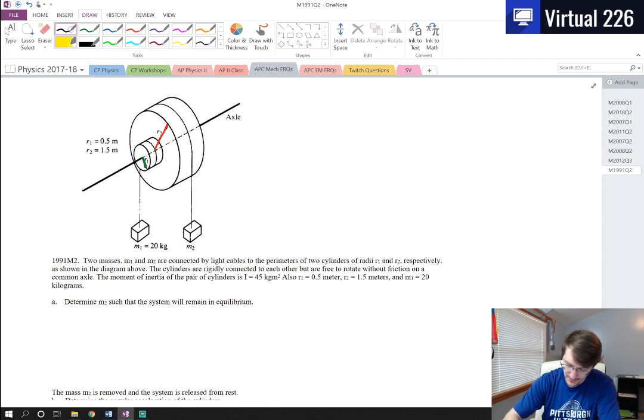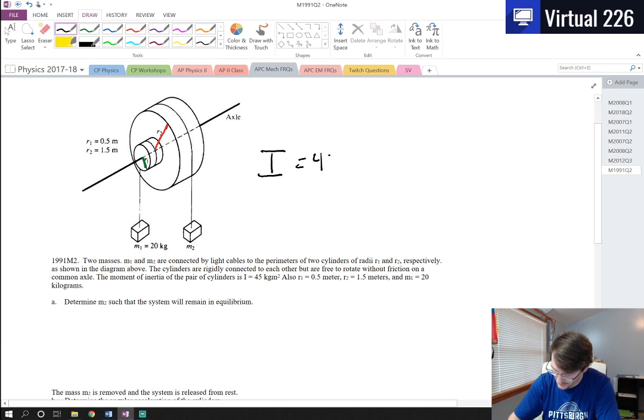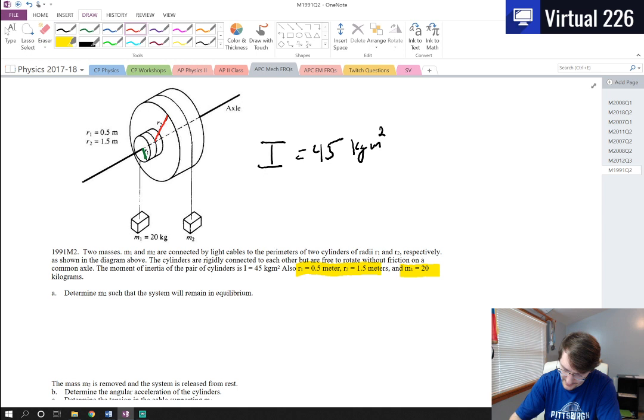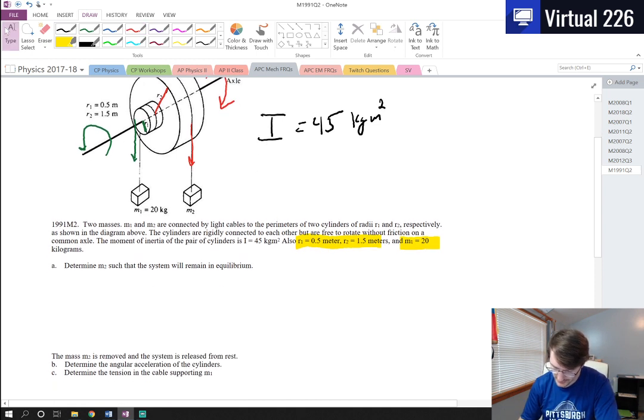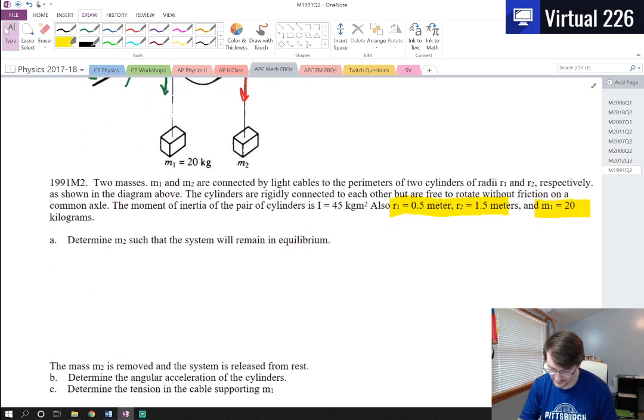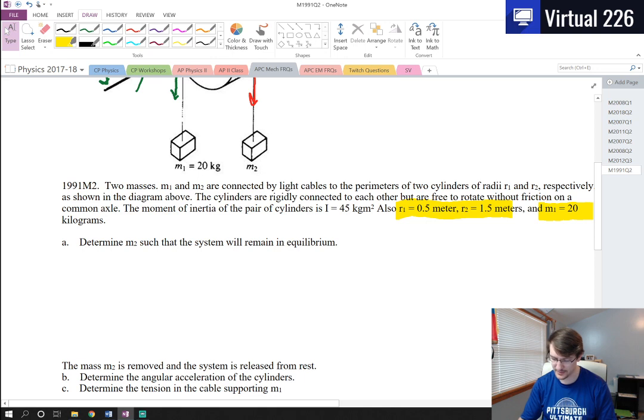The moment of inertia of the pair of cylinders is 45 kilogram meters squared. We know that R1 is 0.5 meters, and R2 is 1.5 meters, and mass 1 is 20 kilograms. The way this is set up is that mass 1 is pulling on this side of things to cause a rotation like this, and mass 2 is pulling on this side to cause a rotation in the opposite direction. What we are trying to do is determine what is the mass of M2 such that the system will remain in equilibrium.